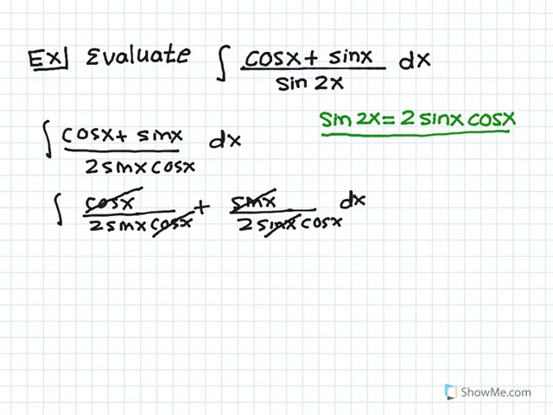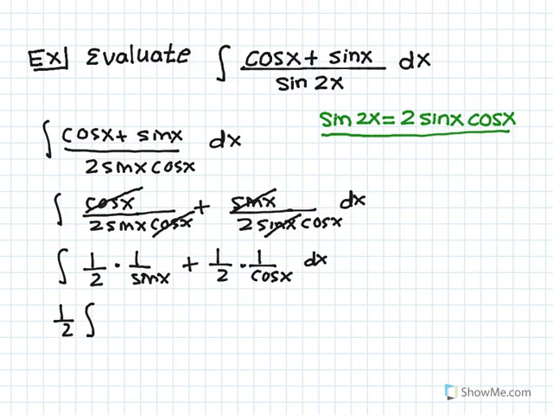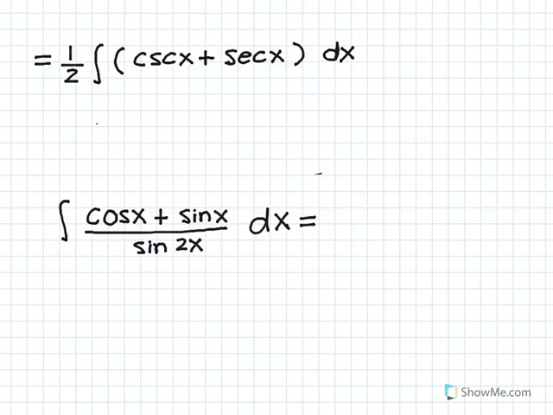So what we have is the integral of 1/2 times 1 over sine x plus 1/2 times 1 over cos x dx. So let's factor out the 1/2: 1/2 integral, and 1 over sine x, that's just cosecant x, and 1 over cosine x, that is secant x, integrated with respect to x. All right, so we have 1/2 integral of cosecant x plus secant x.